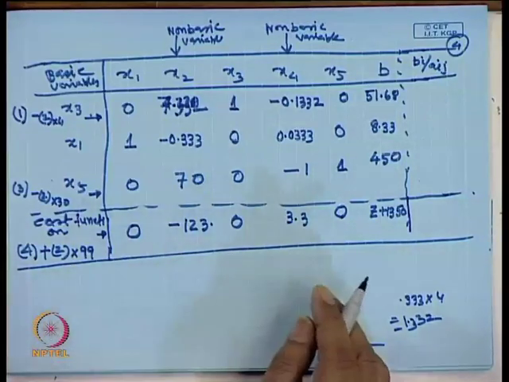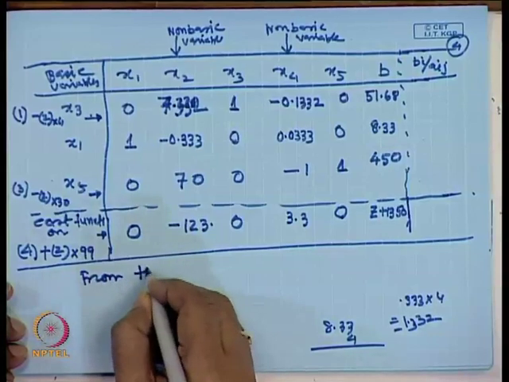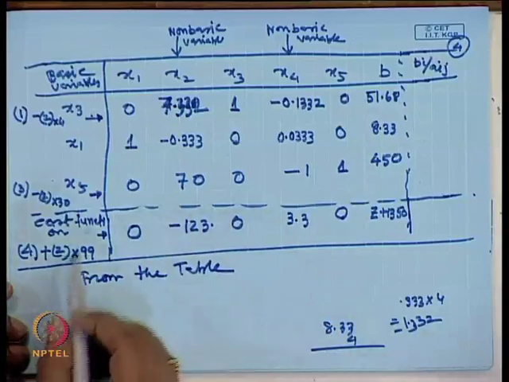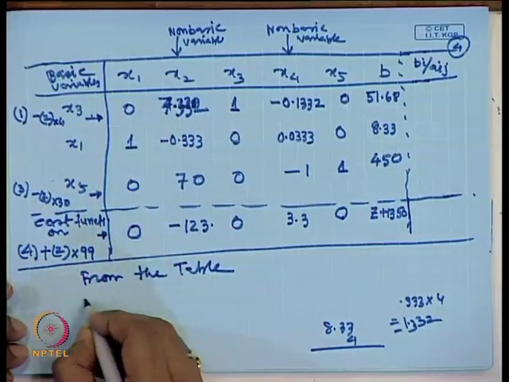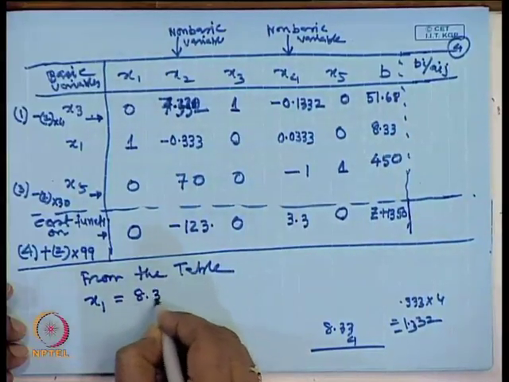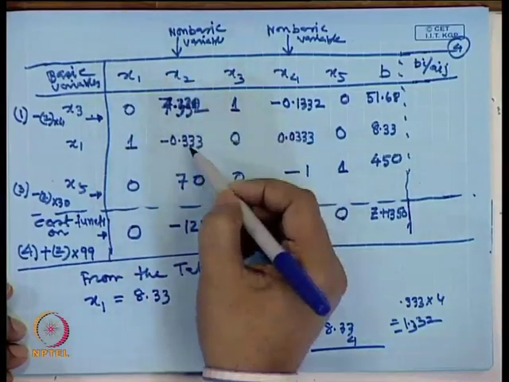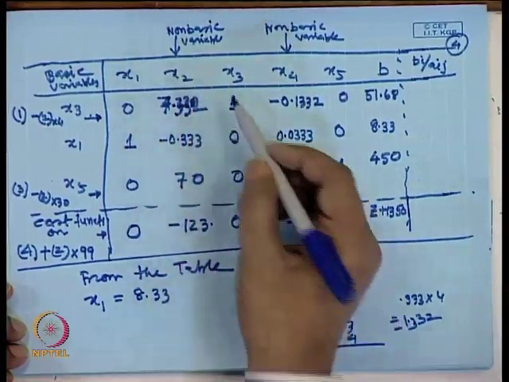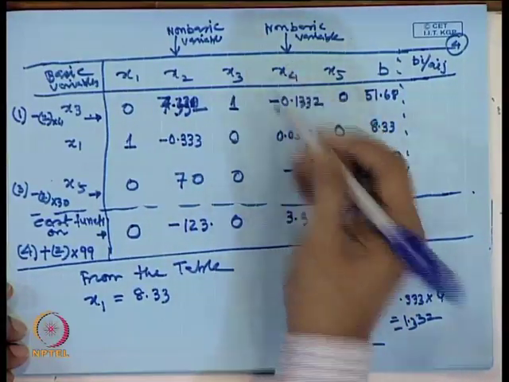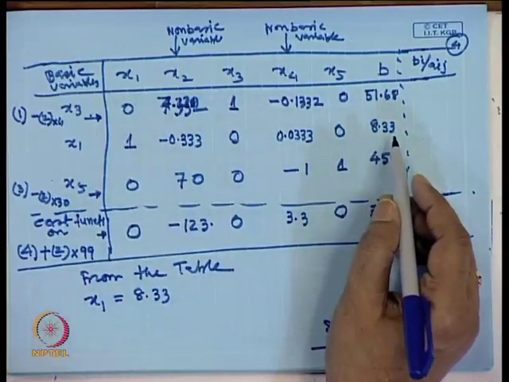So, I can easily find this out. Now you see this, from the table, I can immediately write the basic variables' values. X1 value is 8.33. How? X1 into 1, X2 into this quantity, but X2 value is 0, X3 into 0, 0, plus X4 into 0, X4 value is 0, X5 into 0, 0. So, X1 value is only 8.33.